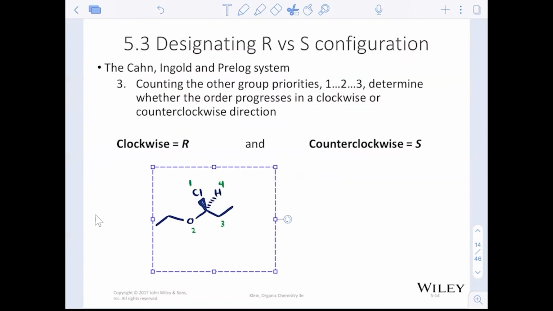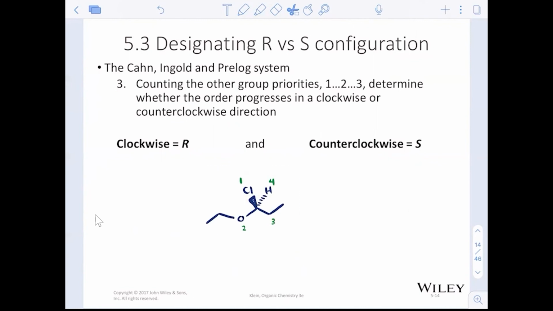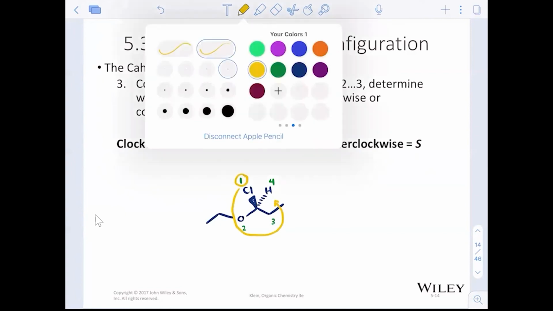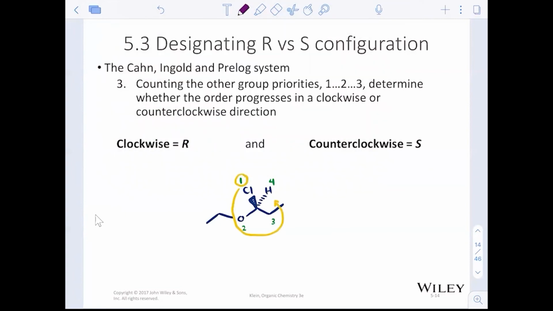Now, here's our molecule, right? We want to be able to say, do we have R or S? So let's count. We'll start at 1, and we'll go to 2, 3. Remember, we ignore 4. This is counterclockwise, right? Now, I know a lot of you are probably thinking like, oh, how am I going to remember? Counterclockwise is S, clockwise is R. Take a moment, start to draw your S. Which way are you going in that circle? Counterclockwise.